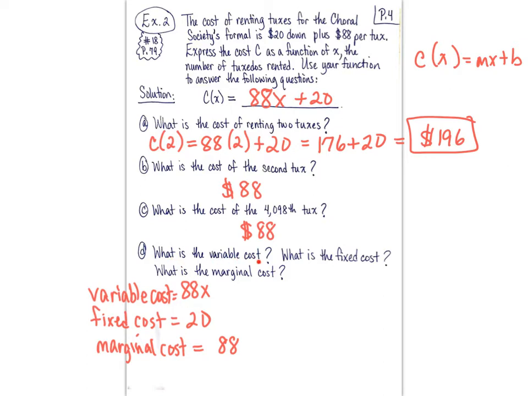What is the variable cost? The variable cost, remember, is a function of X. So looking back up at our function, we see that is 88X. What is the fixed cost? Remember, we put $20 down. That never changed. So our fixed cost is 20. Now, what is the marginal cost? The marginal cost is equal to 88. The marginal cost, remember, is the slope or the coefficient of our X. Okay? Now that we have all of that, let's go through another example.